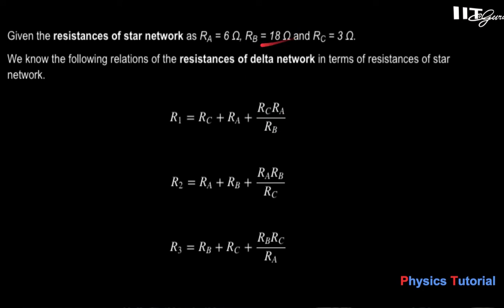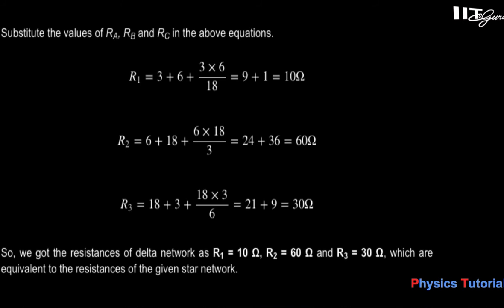After more and more practice, you should be able to calculate this in your mind, like this. RA is 6, RC is 3, so 6 plus 3 is 9, and 6 times 3 is 18, 18 divided by 18 is 1, so 9 plus 1, R1 is 10. Similarly, you can evaluate R2 and R3. So R1 is equal to 10 ohm, R2 you will get 60, and R3 you will get 30 ohm. This way you can convert this.